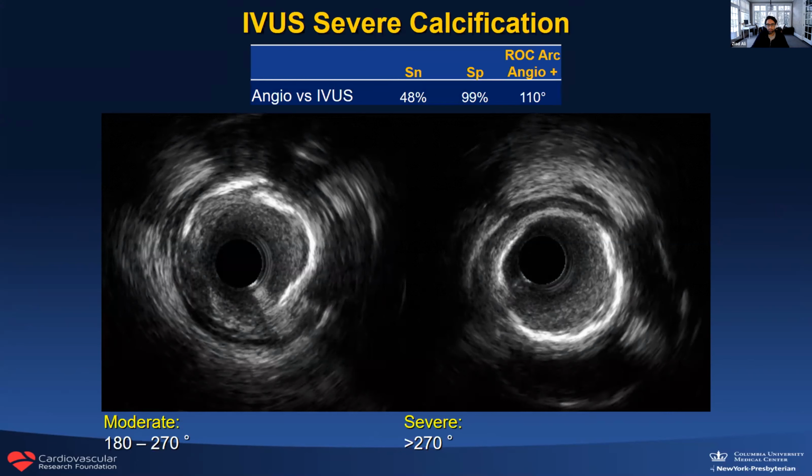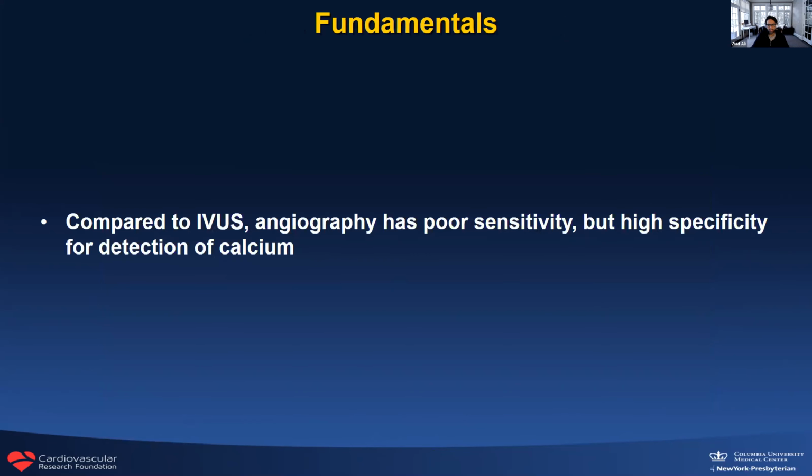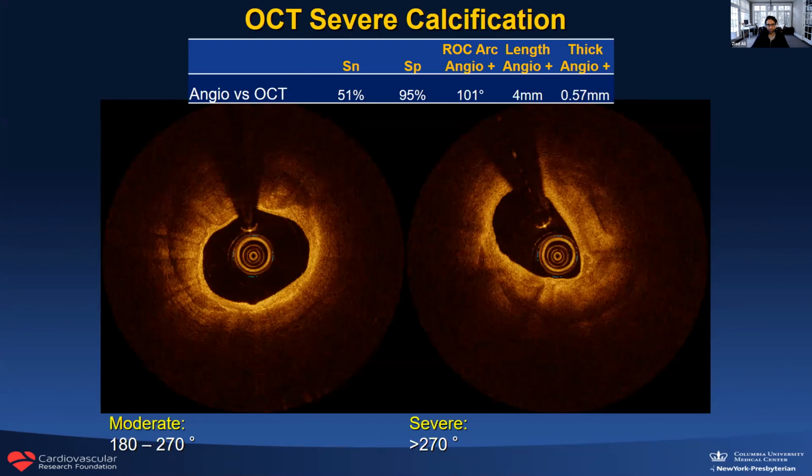As I mentioned previously, angiography has a poor sensitivity compared to IVUS, but a very high specificity. We typically start to see angiographic calcification when we have an IVUS arc of calcium of 110 degrees. Thus, compared to IVUS, angiography has a poor sensitivity but high specificity for detection of calcium.